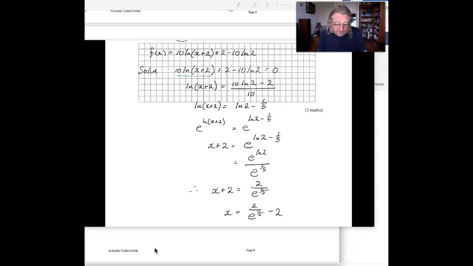What I did is simplify those two terms there. So that will give us 10 log of (x plus 2) over 2, plus 2 equals 0. And so you get the log of (x plus 2) over 2 equals minus 2 over 10, which is minus 1/5. So just writing that out.